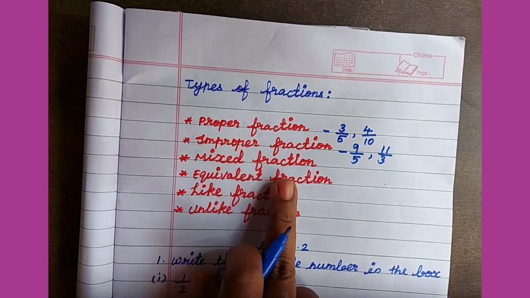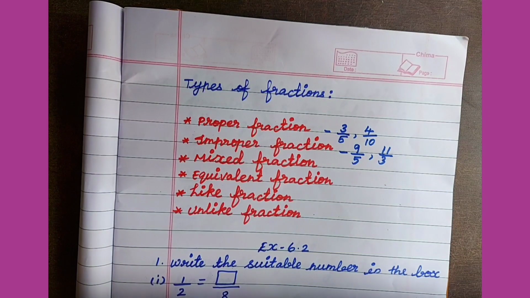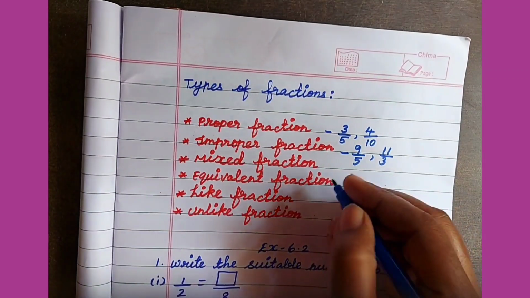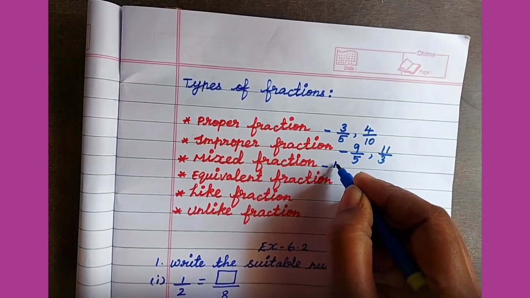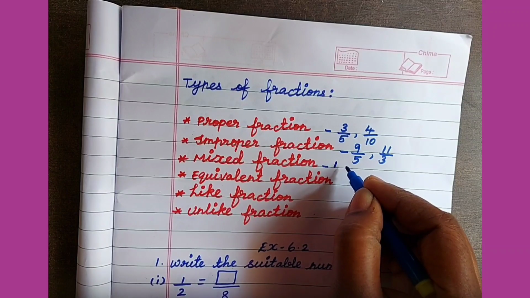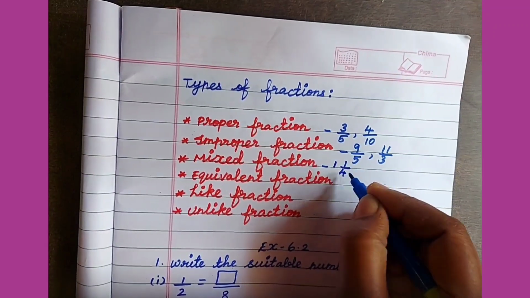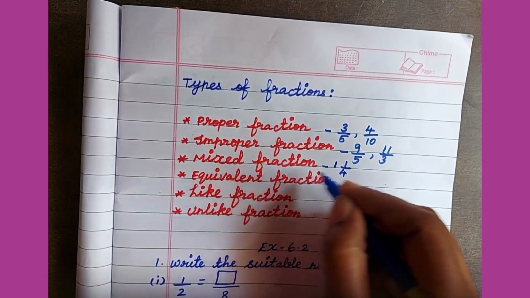Next one, mixed fraction. Mixed fraction means a fraction which contains a whole number and a proper fraction is called a mixed fraction. So we write the example: one whole number, 1 or 2, any number we write. And then we write one proper fraction value, that means a small value, 1 by 4. So this is called a mixed fraction.